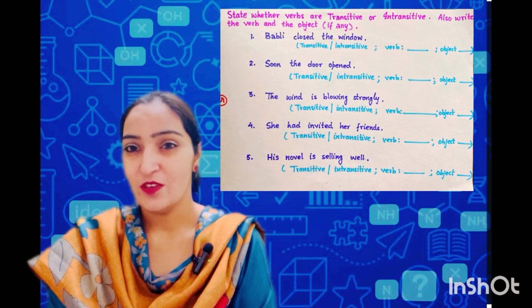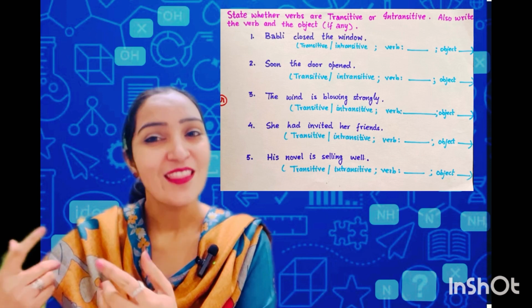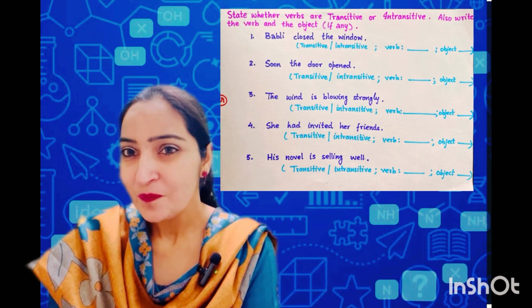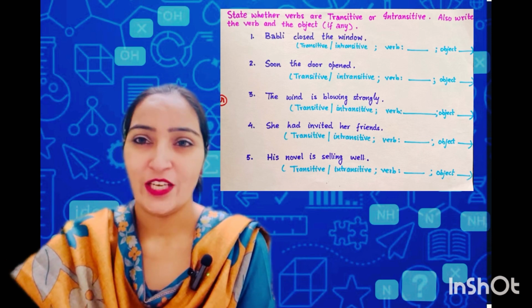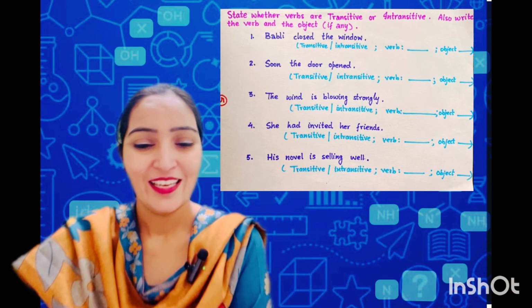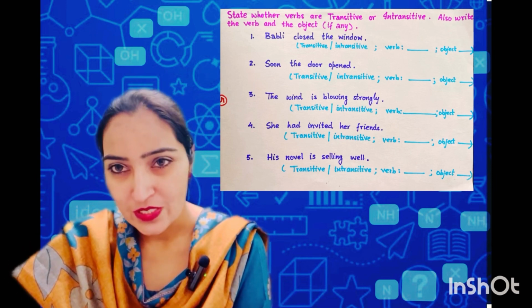Right, closed is the verb. And which is the object? The window is the object. And what kind of object it is? It is direct object. So closed is a transitive verb. You're right. Next sentence is soon the door opened.